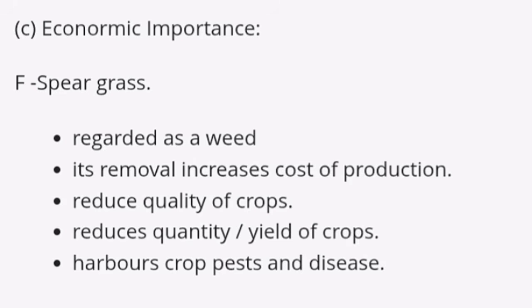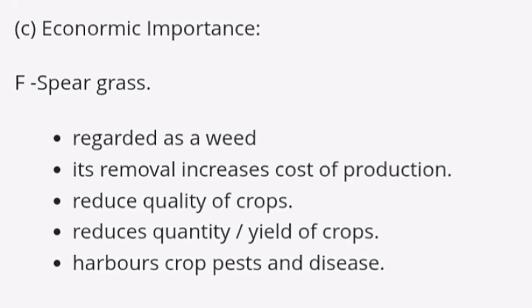Also, it reduces quality of crops. It will be fighting with the crops for nutrients. And then it reduces quantity, the yield of crops, and also harbors crop pests and diseases. Those are the economic importance of speargrass, and they are asked in the exam. That's what you should write.